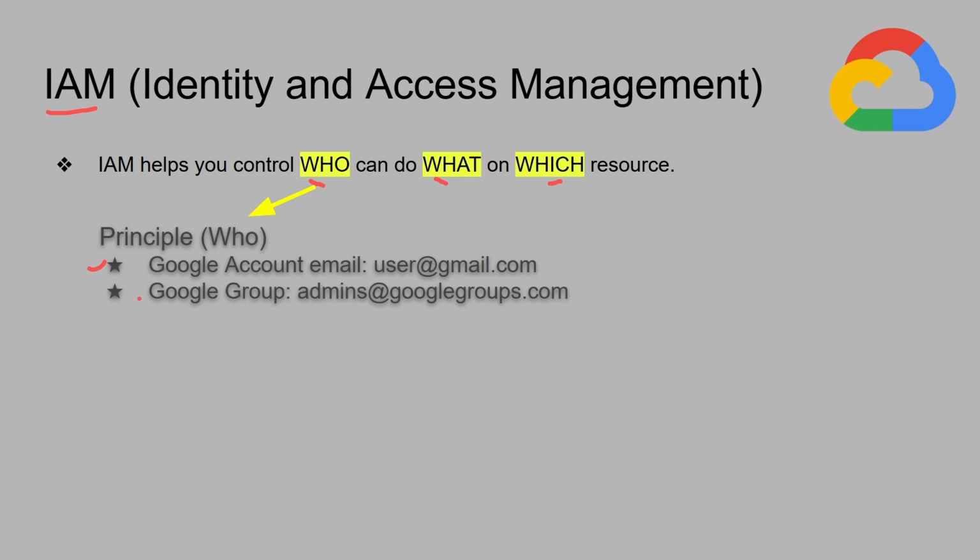The next one is Google Group. We can use a Google Group and assign some permission, so all members under the group will get the same access. Another principal is the service account. A service account is used by a non-human user, like your system or applications. Sometimes an application needs to perform different work. For that reason, we create a service account and assign permission to that service account.